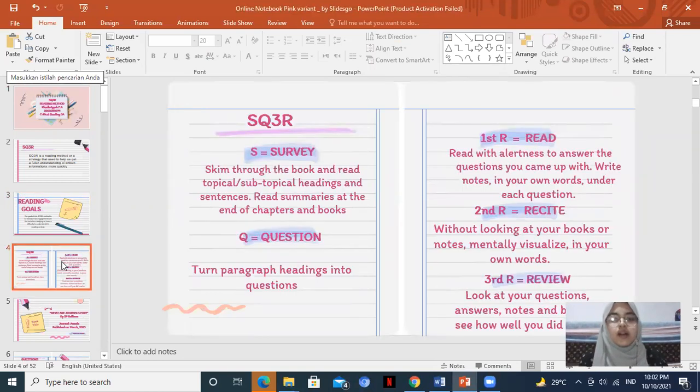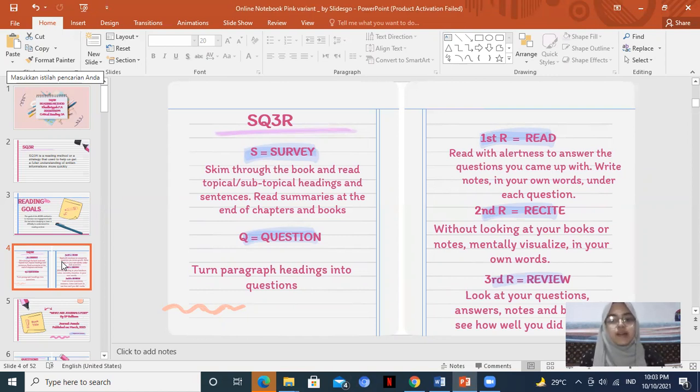Okay, here are the meanings of SQ3R. What is SQ3R actually? S is survey, Q is question, first R is read, second R is recite, and third R is review. S, survey: skim through the book and read topical or subtopical headings and sentences. Read the summary at the end of chapters and books.